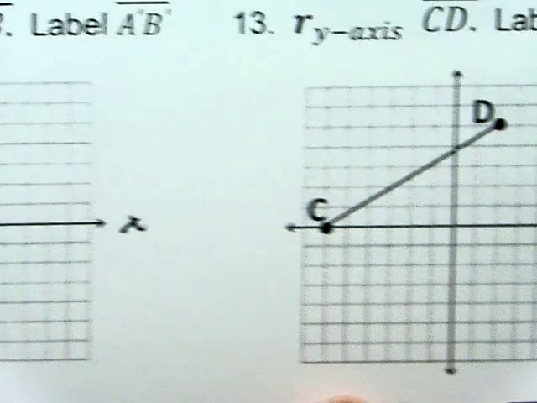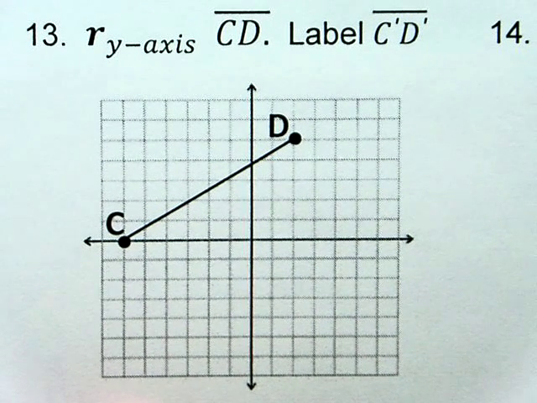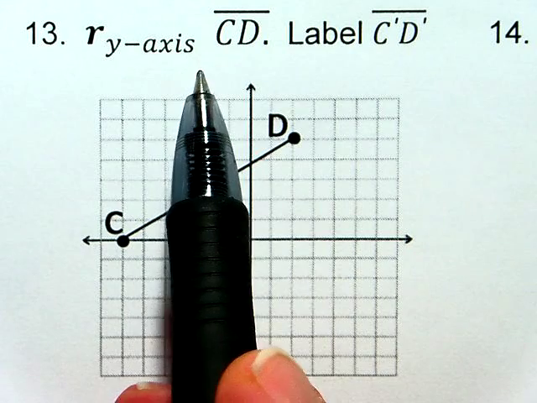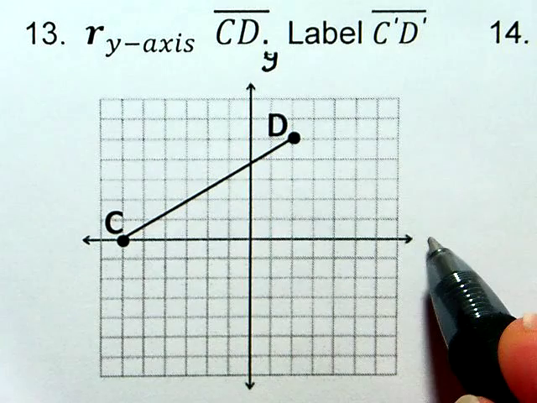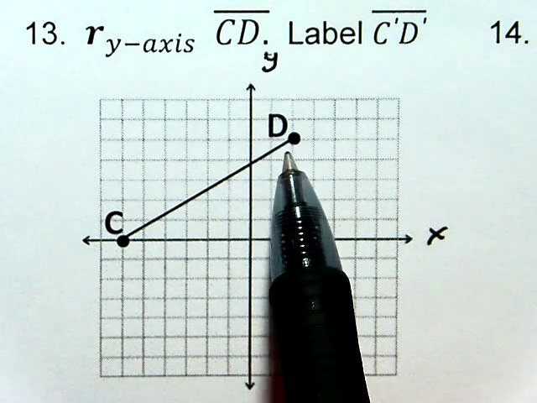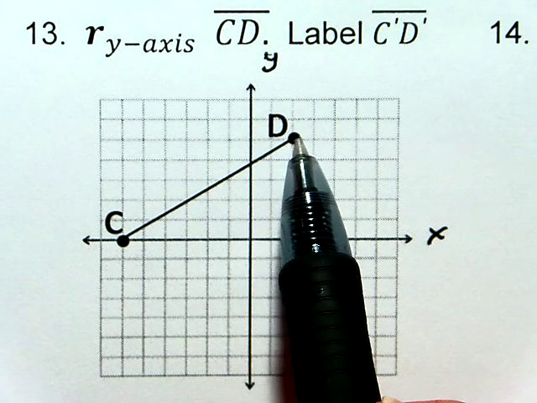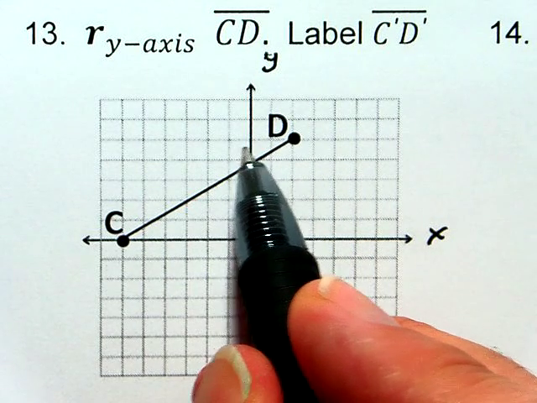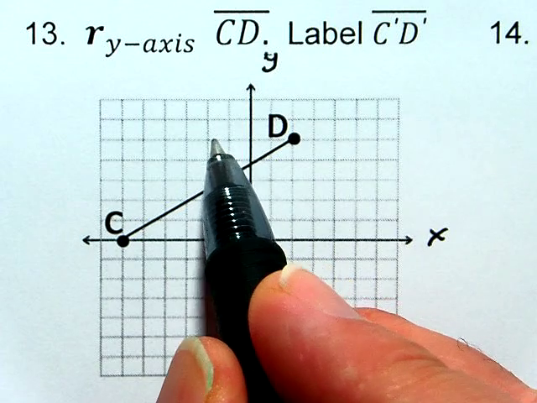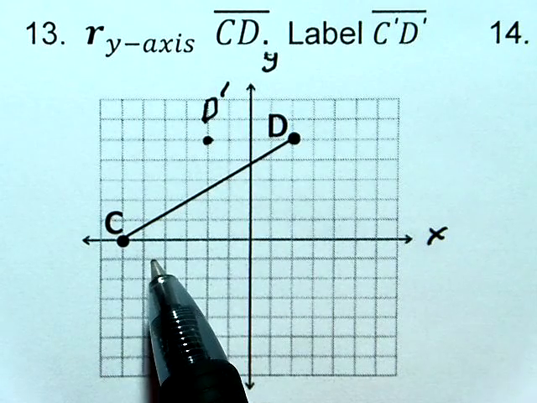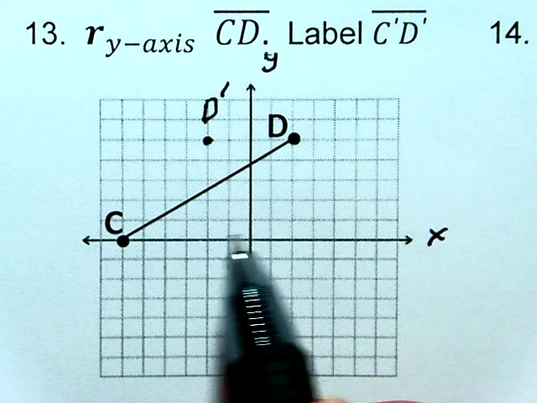Let's go on to problem number 13. This problem is asking us to find the reflection of line segment CD across the y-axis. Notice that the subscript here is reading the y-axis, so we are going to have to go across the y-axis this time. So point D in relationship to the y-axis is 2 to the right of the y-axis. So the reflection then has to be on the same horizontal line, but 2 to the left. So this has to be point D prime. And point C prime is going to be on the opposite side of point C.